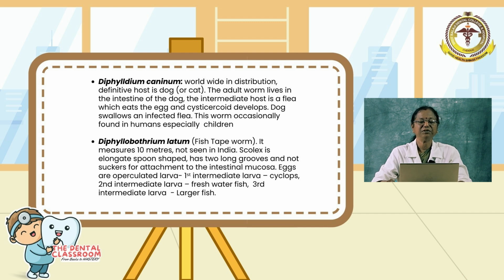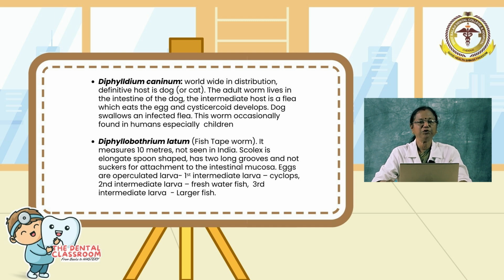The next one is Dipylidium caninum. Again, this is worldwide in distribution. The definitive host is the dog. Usually the cat can also be a definitive host. The adult worms reside in the intestine of these animals, and the intermediate host is a flea. This flea takes up the eggs of these parasites, and the cysticercoid develops in the flea. Usually the dogs swallow these fleas, and this is how they acquire the infection. Occasionally you can see this infection occurring in humans or in children.